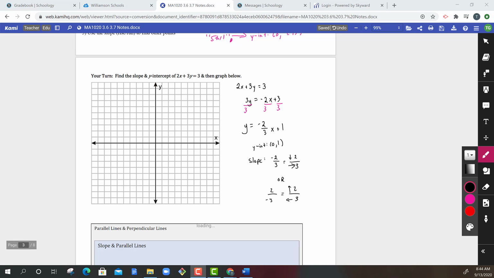So there's the algebra behind this problem. The y-intercept ends up being 0, 1. The slope is negative 2/3. And remember, technically you can write that slope either one of these ways. Doesn't matter where you put the negative number. And that's what the line would look like after you graph the y-intercept here at 0, 1 first. And then either go down 2, right 3 or up 2, left 3 to get that line.